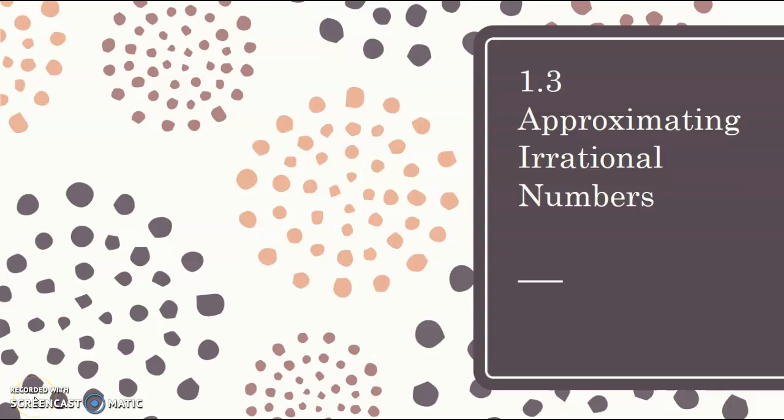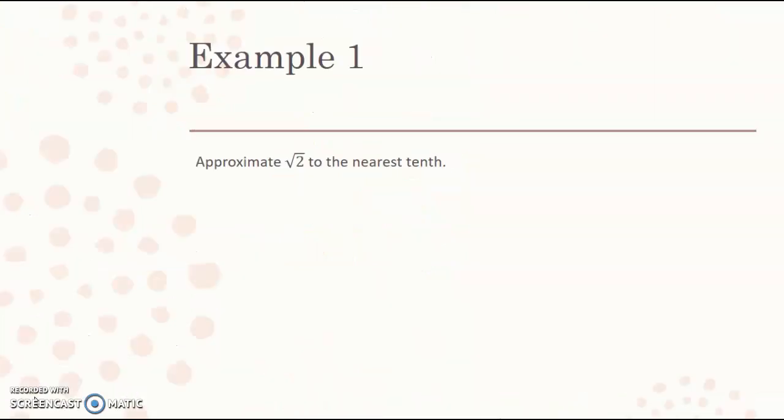Alright, so in section 1.3 we're going to be approximating irrational numbers. And this isn't just I can type an irrational number into the calculator and round. On our state assessment, you are going to be asked in the non-calculator section to approximate a square root. So we're going to practice that today. There's a couple of ways we can do it. We can do it by either a number line or a table.